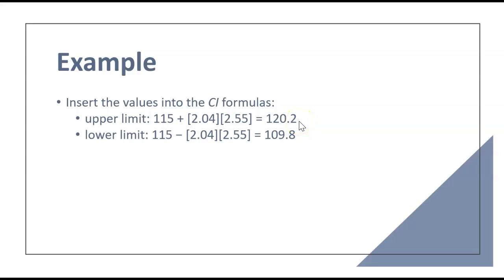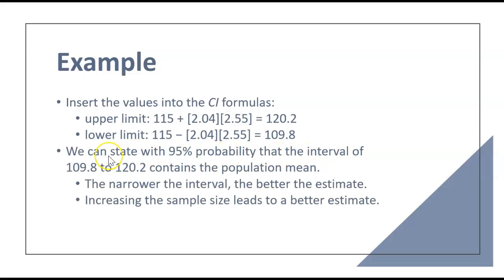So we determine, and remember how I told you to imagine a normal distribution in your head? You have this mean of 115, and you have an upper limit of 120.2 and a lower limit of 109.8. Those are your upper and lower limits. So you can state with about 95% confidence that this range from 109.8 to 120.2 contains the population mean.